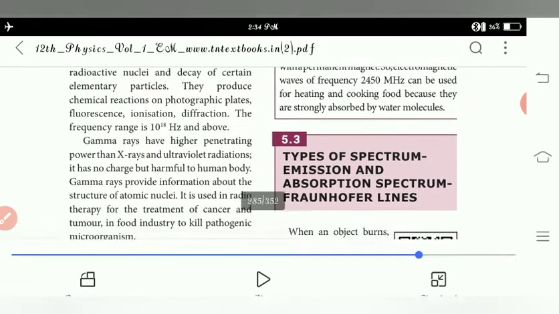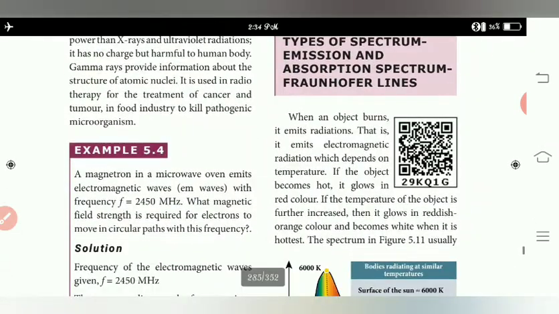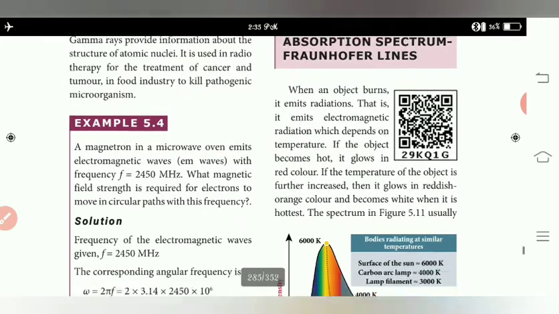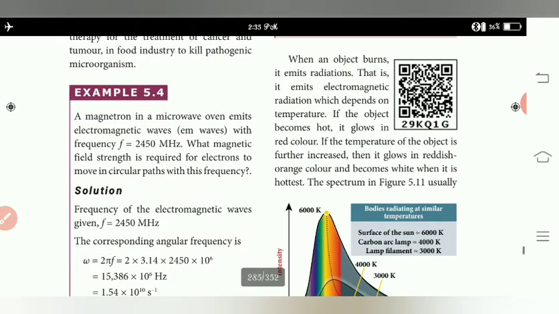Okay, and the next one is called types of spectrum: emission and absorption spectrum and Fraunhofer lines. What are the types of spectrum? When an object burns, it emits radiation. It emits electromagnetic radiation depending on the temperature. If the object becomes hot, it glows red. If the temperature of the object is increased further, it glows reddish orange and becomes white when it's the hottest.